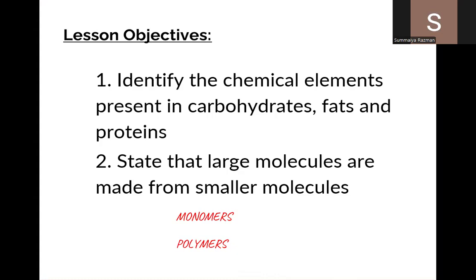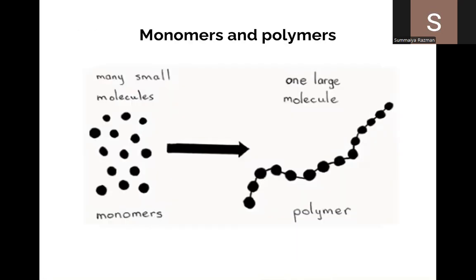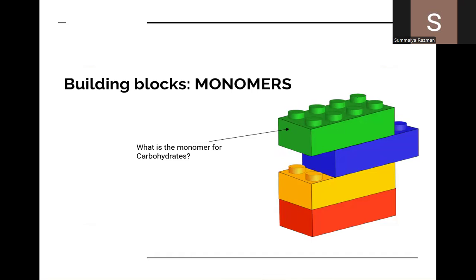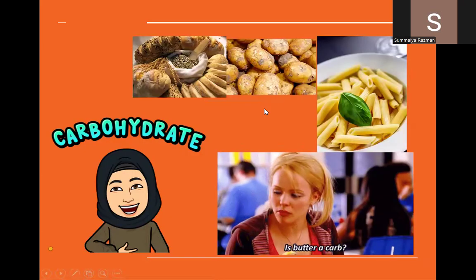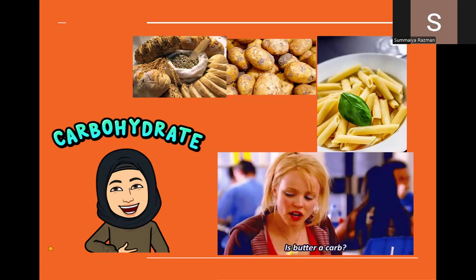If there's one thing that you need to understand from this topic, it is the idea that you can build larger molecules from small molecules. Here's where the terms monomers and polymers come in. You can join many small molecules to form polymers. Think of it like Lego blocks: you join them together and you can make a complex structure like a house, a castle, or whatever. So let's look at the first biological molecule here, carbohydrate.